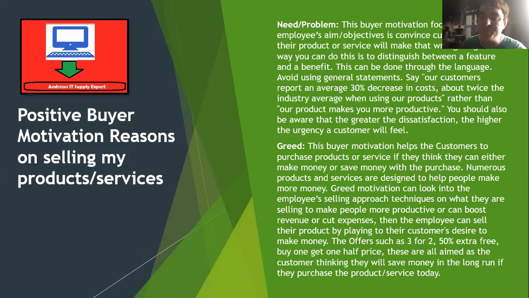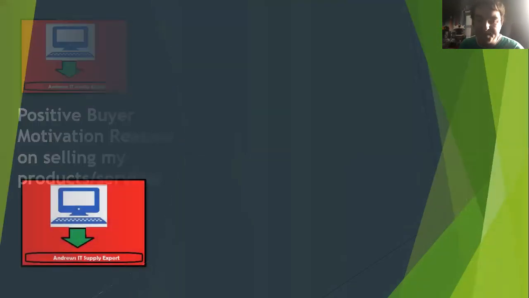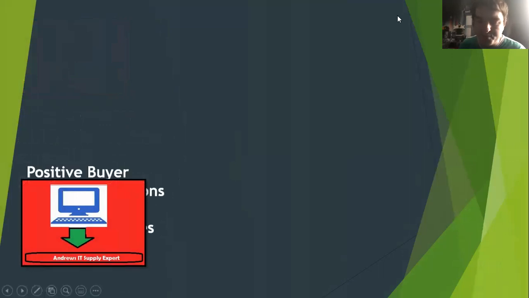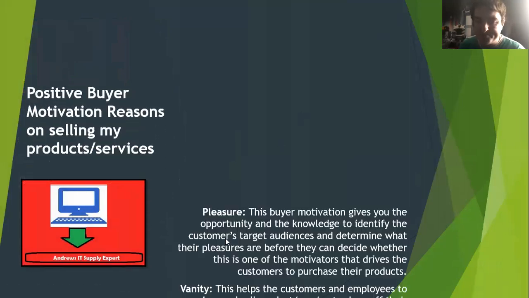Offers such as 3 for 2, 50% extra free, buy one get one free, half price. These are all aimed at the customer thinking they will save money in the long run if they purchase the product and service today. Right, again, this moves on to the next two buyer motivations.